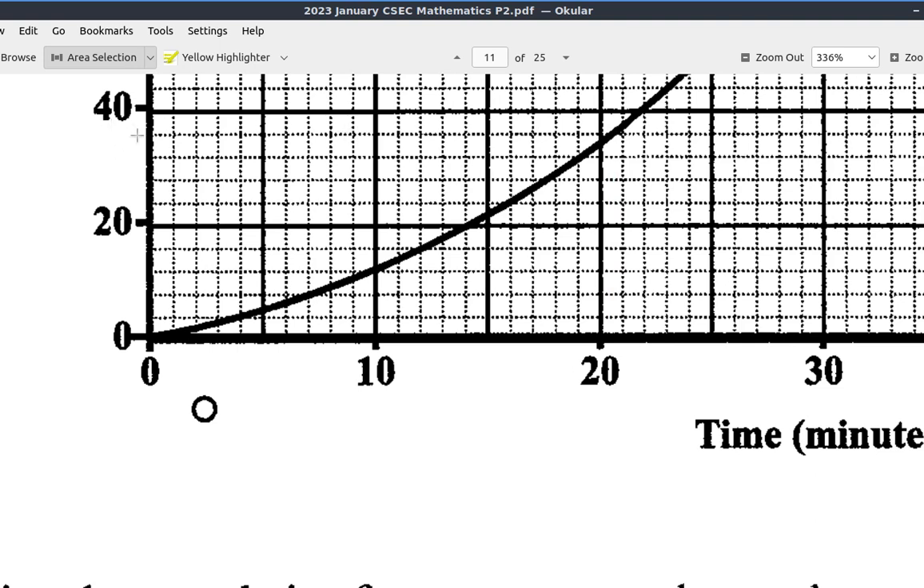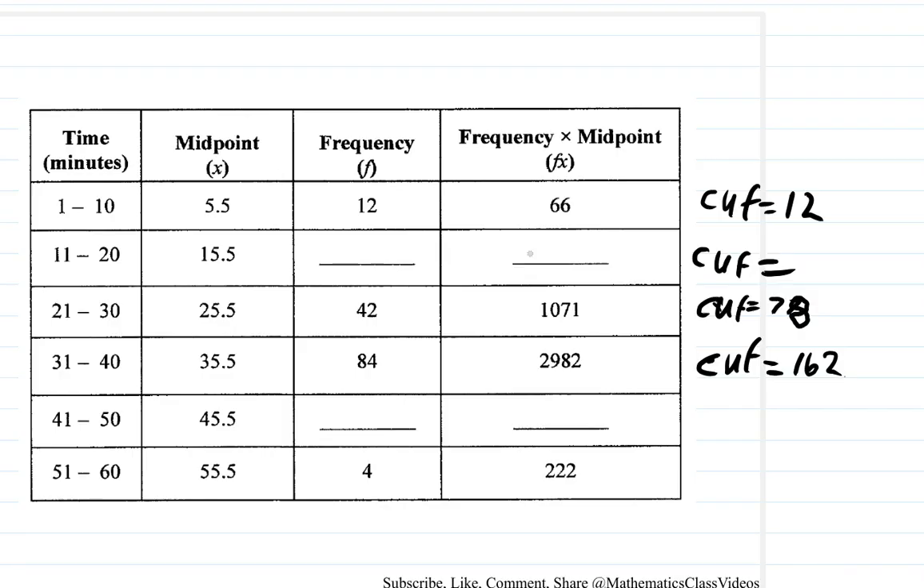It looks like 24, 28, 32, and then 36. It looks like 36. So the cumulative frequency here is 36. You see that? That's the cumulative frequency here.